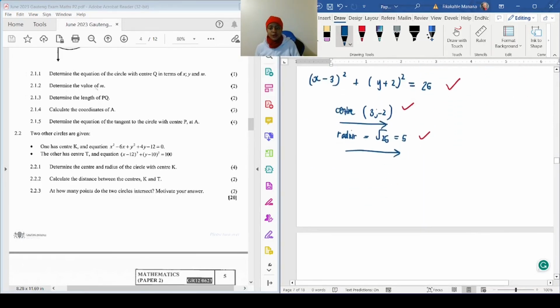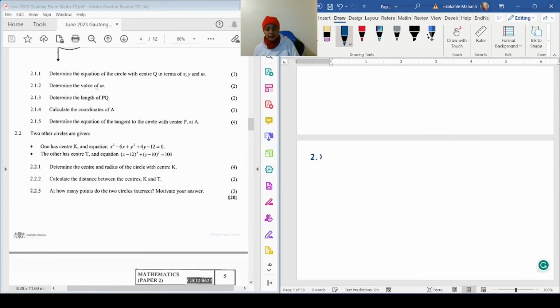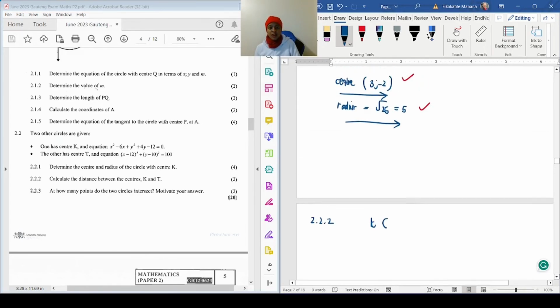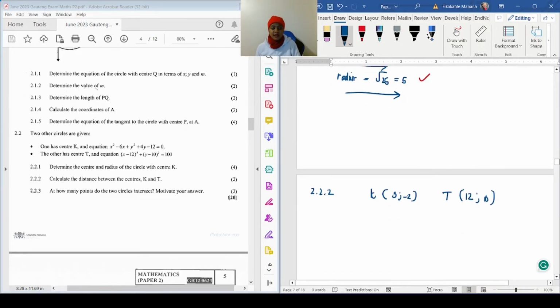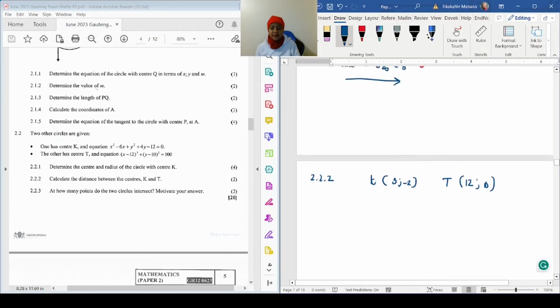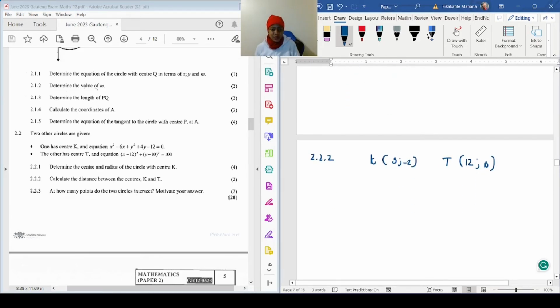Now 2.2.2. Calculate the distance between the centers K and T. All right, so you have K, which has a center of (3, -2). And T has a center of (12, 10). And it has a radius of 10, whereas K has a radius of 5. Now we're getting the distance between K and T.